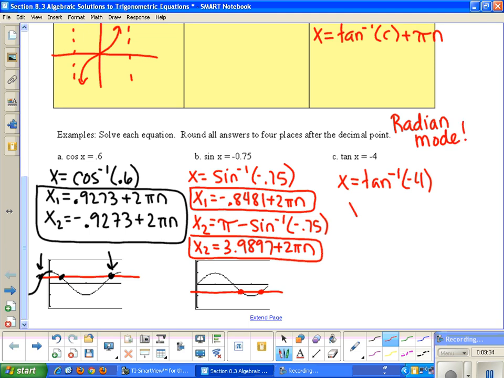So in this case, we would get x is equal to negative 1.3258 plus pi n, and that would be my only solution.